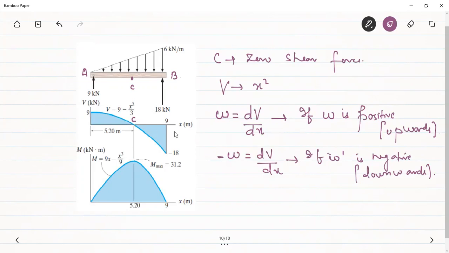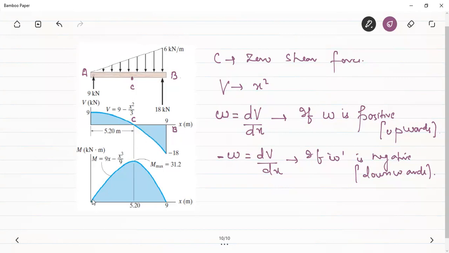Similarly, from C to B, the intensity is increasing, therefore the slope is again increasing. So when we are moving from C to B, that is from 0 shear force to minus 18, you can see that if we draw the tangents, the slope will go on increasing.